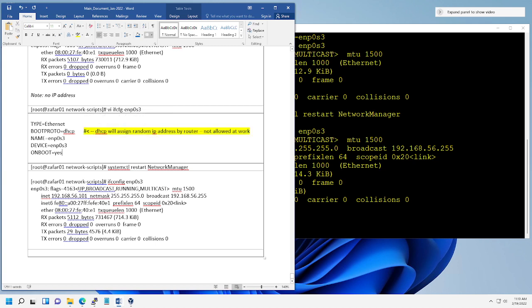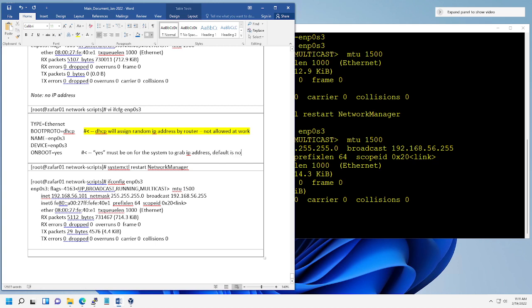And then this part here is, so you should have yes. Yes must be on for the system to grab an IP address. Okay, and the default is no.